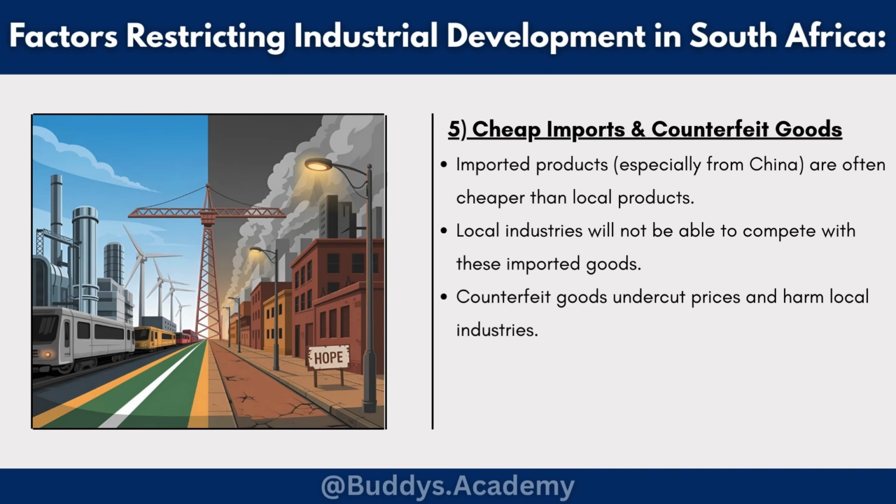Your fifth factor is going to be your cheap imports and your counterfeit goods. Now, your imported products, especially from China, are often going to be cheaper than your local products, right? And your local industries will not be able to compete with these imported goods. Now, your counterfeit goods are going to undercut prices, and it's going to harm your local industries. Now, we know how cheap your fake clothes are going to be, and people will rather go and buy these goods as compared to your locally made goods, and that's going to affect our local industries.